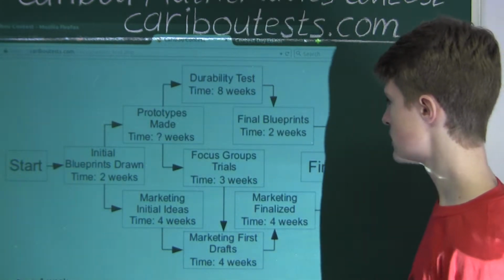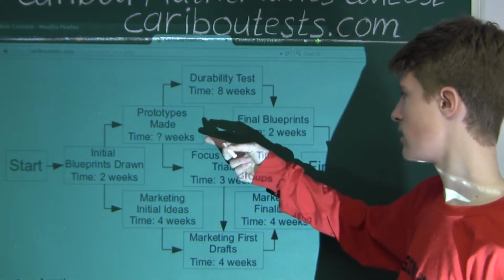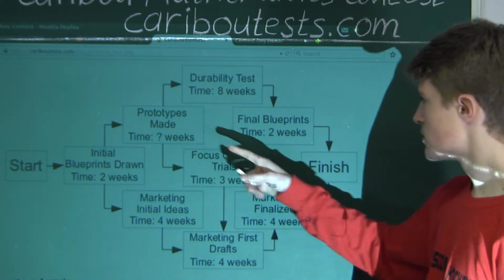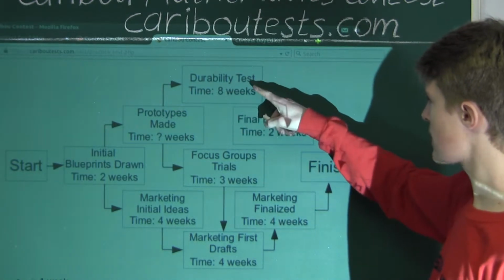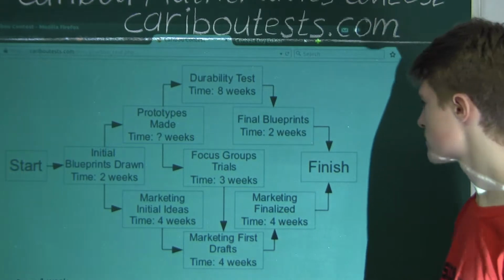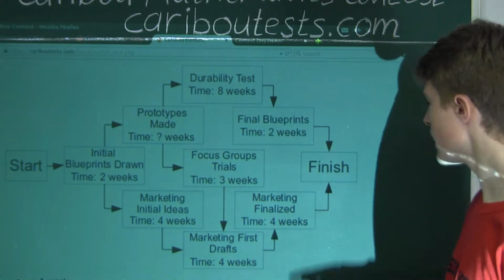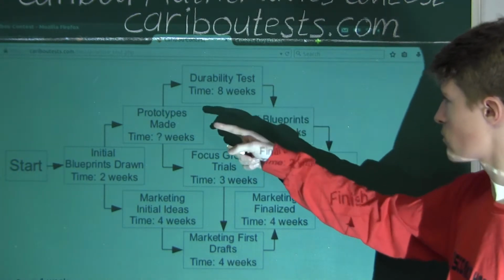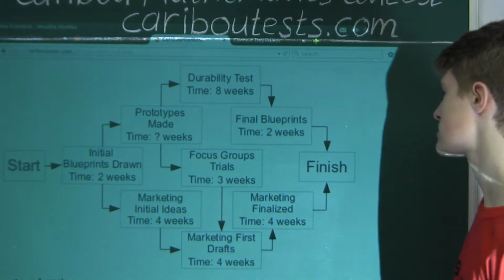Alright. But now we want to find what the latest finish time must be for prototypes made. So now the steps that depend on prototypes made are durability test, focus groups trials, and also final blueprints. And then finally the finish. So now we are going to start from the finish and work our way backwards, since we know that the full project takes 16 weeks.